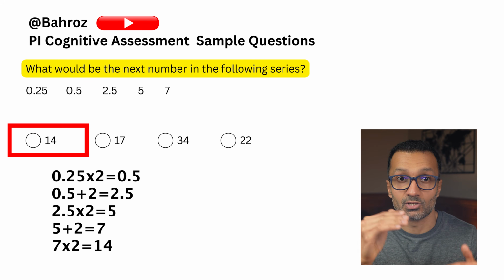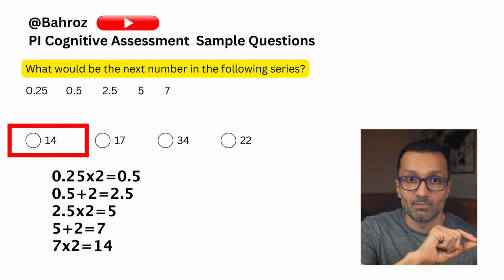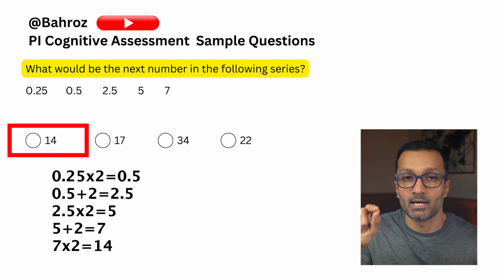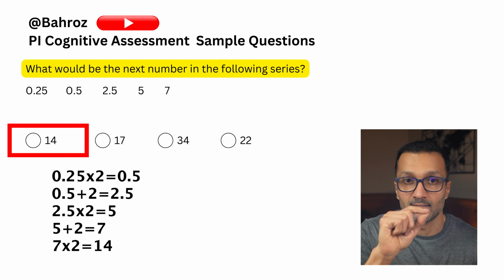2.5 doubling, which is 2.5 into 2, is 5. And then add 2. So once we multiply by 2, once we add 2. Multiply, add 2, multiply, add 2. So 2 is being used, but once it's being added, then it's being multiplied.